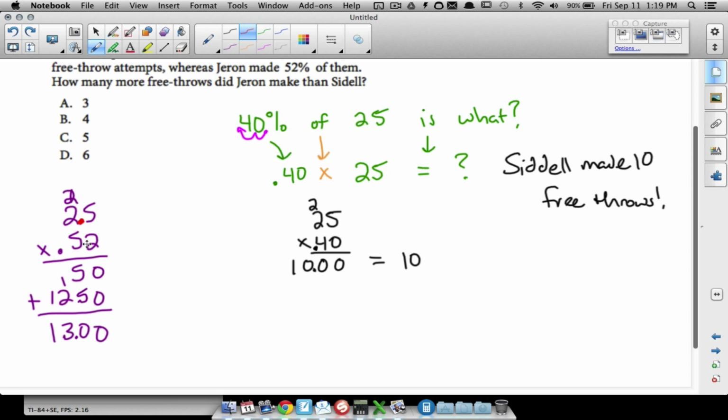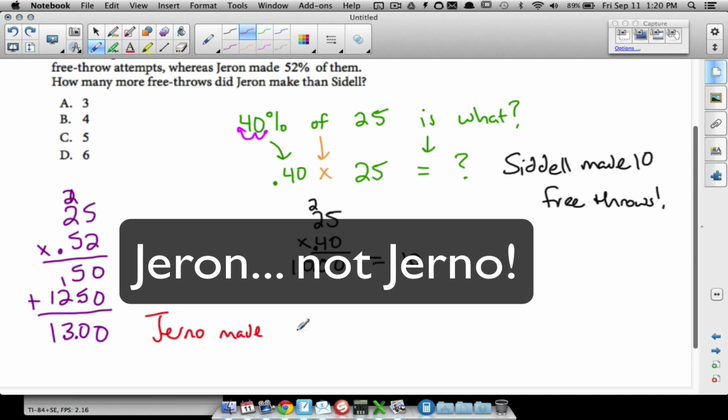We find the total number of places. Since we have 2 here and 1 here that's to the right of the decimal, we'd want to actually put our decimal here. That's if it was 2.5, but it's 25. So you would be adding up the total number of places to the right of the decimals. But again, like I said, it's just going to be 13 because all we had was 2 places. So therefore we can say Jerron made 13 free throws.